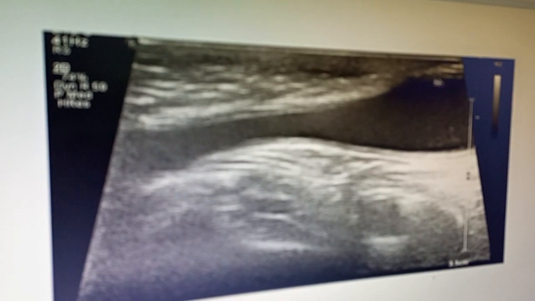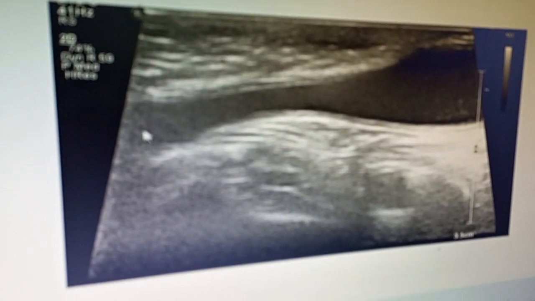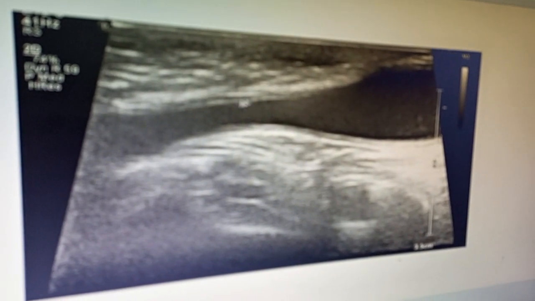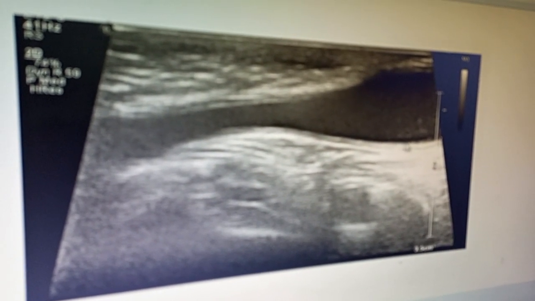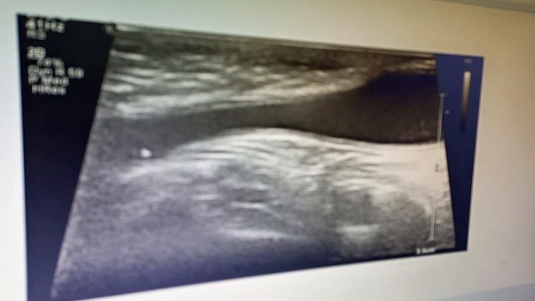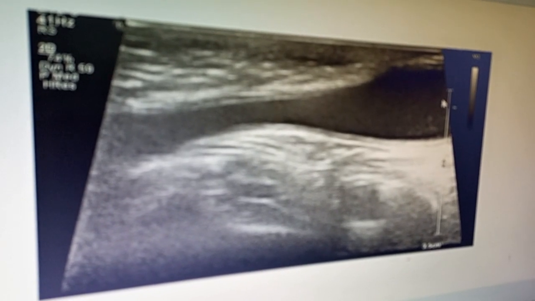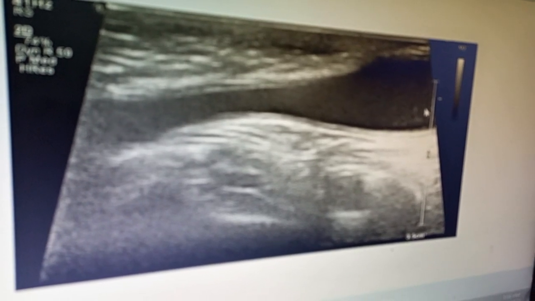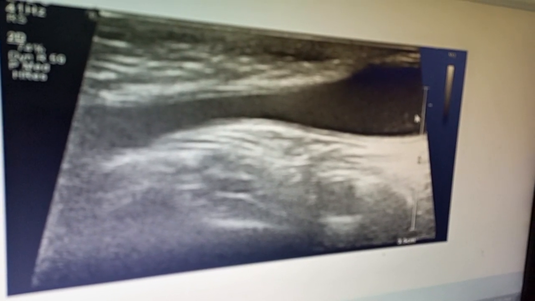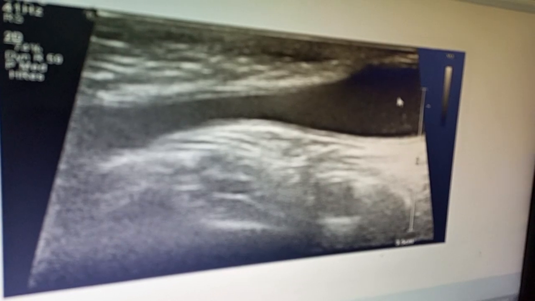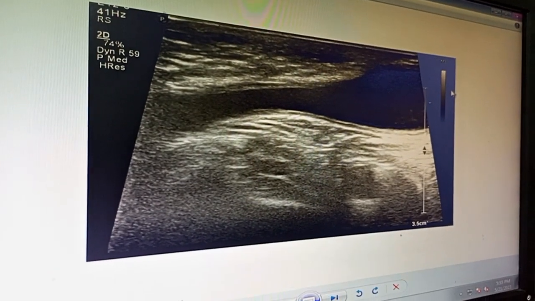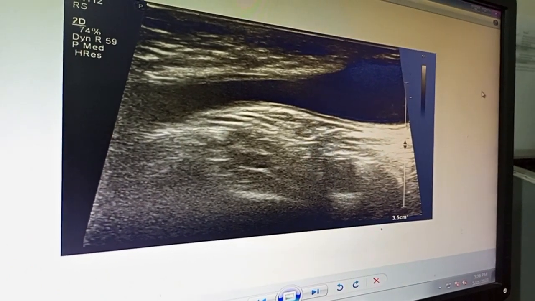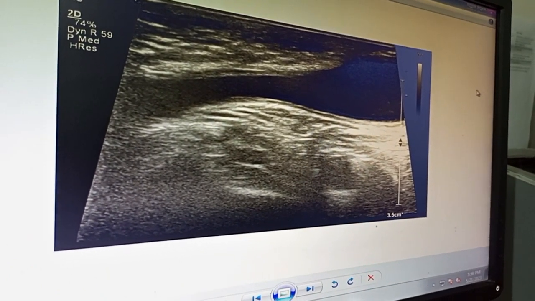In this image, you can see this is the collection of the fluid in the spermatic cord region. This is called the spermatic cord hydrocele. It has two types. Number one type, the most common, is the encysted spermatic cord hydrocele. Number two type is the funicular type.